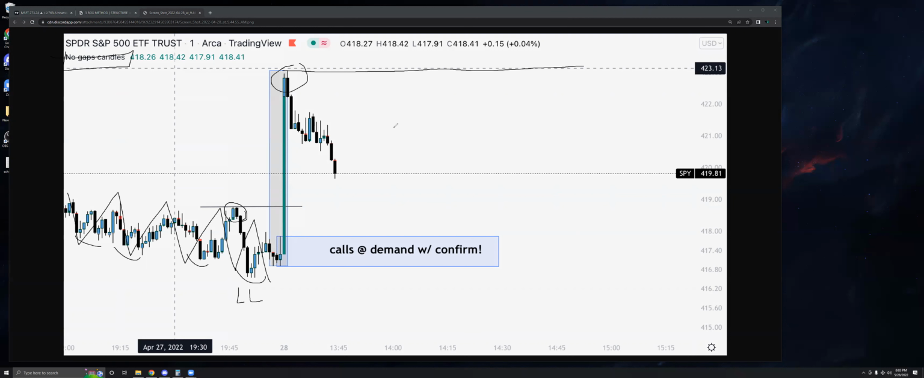All we're really doing is waiting for price to come into that level, because remember, we saw bearish structure, we saw the movement up, and it broke this structure. When it broke that structure, we're waiting for price to come into our demand zone. That's it.